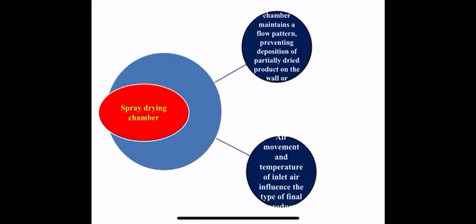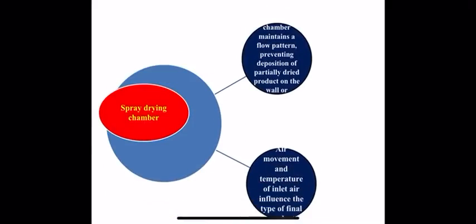In the last slide, the spray drying chamber: air within the chamber maintains a flow pattern preventing deposition of the partially dried product on the wall or atomizer. Sometimes some amount of powder may be deposited on the walls inside the drying chamber, but it is prevented because the flow pattern of the air does not allow the powder to get deposited on the walls. And also the air movement and the temperature of the inlet air influence the type of the final product. These are the two things which are very important here.